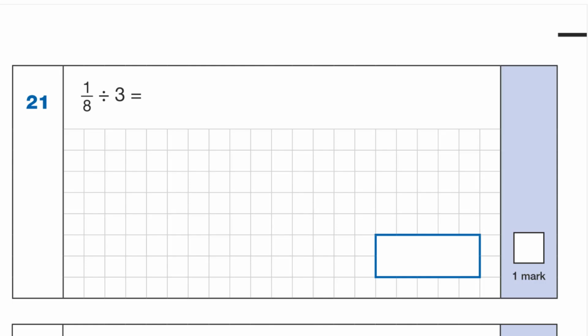Question 21, 1/8 divided by 3. Okay, so we have a dividing with fractions question here. In year 6, you'll only ever be dividing a fraction by a whole number. Once you get up to year 7, you'll start dividing pairs of fractions, which is arguably a bit easier. Now, you might have heard of the keep change flip phrase.